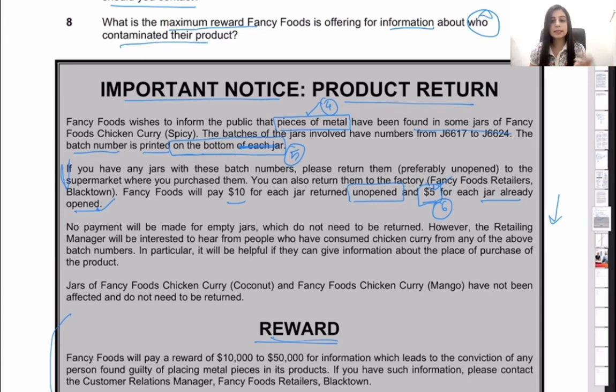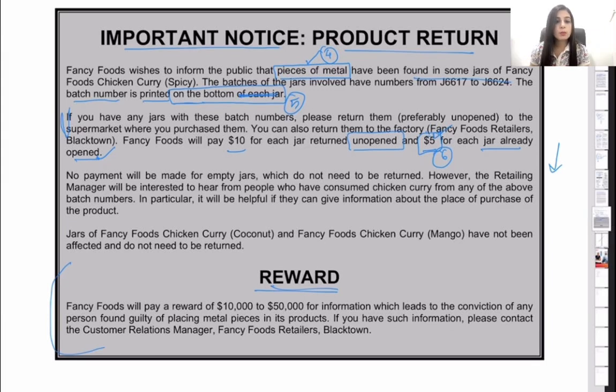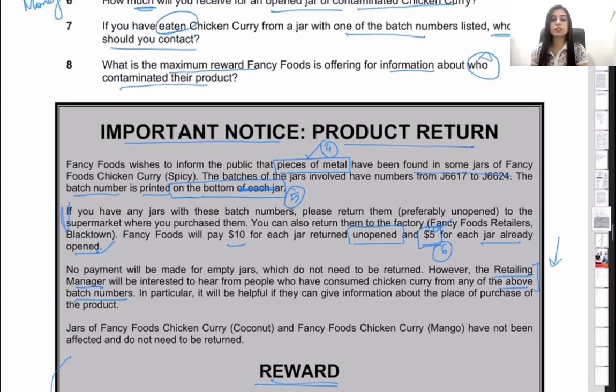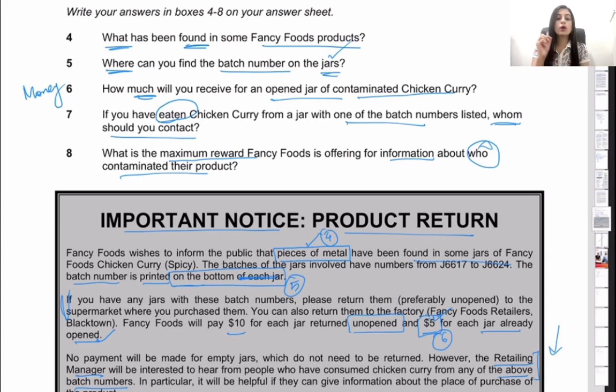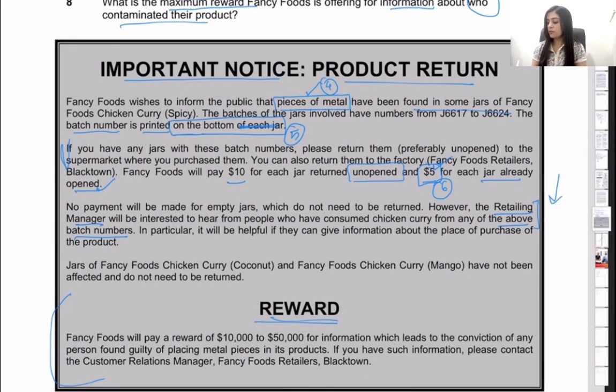Let's read it quickly and see who should be contacted. No payment will be okay. Retailing manager. So I quickly noticed retailing manager here. However, the retailing manager will be interested to hear from people who have consumed chicken curry from any of the above batch numbers. This is the exact paraphrased version of the question here. So here the answer would be the retailing manager or the manager. Okay, so retailing manager would be the answer to your next one, which is the 7th one.